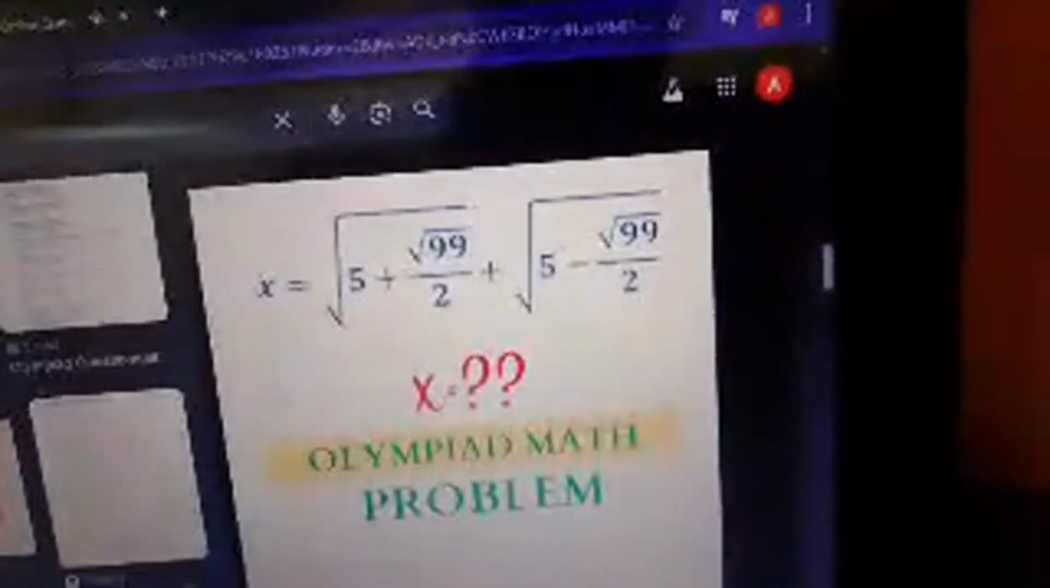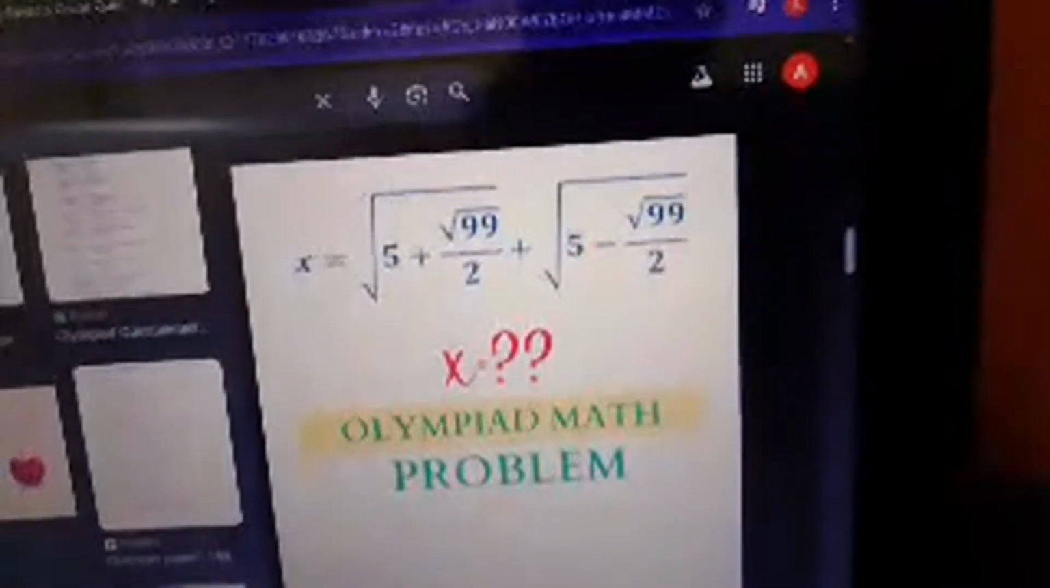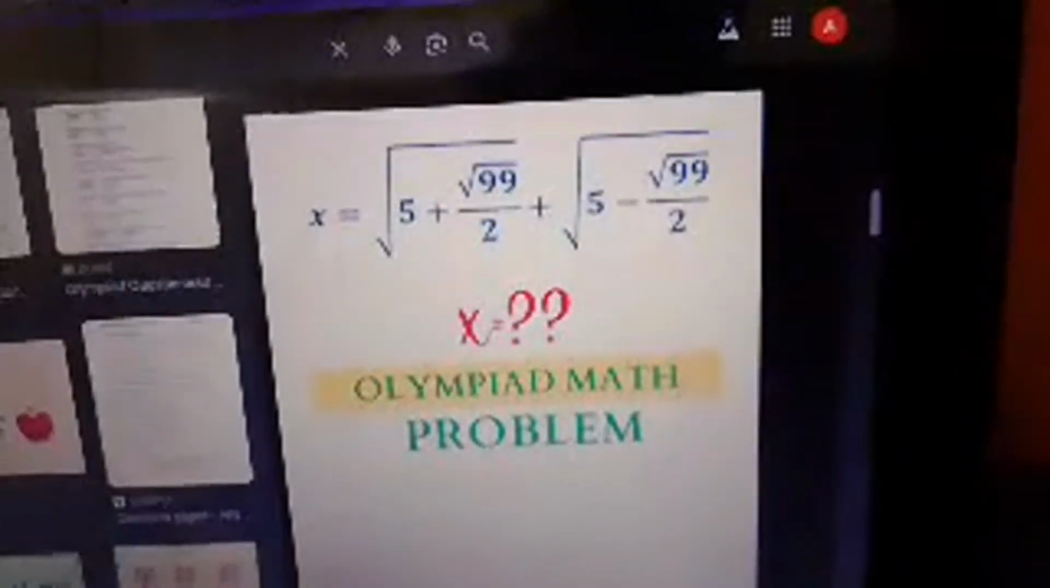Okay, this next question asks us, can you solve x equals the square root of 5 plus root 99 divided by 2 plus the square root of 5 minus root 99 divided by 2? The question is long, but you can see the question by yourself.